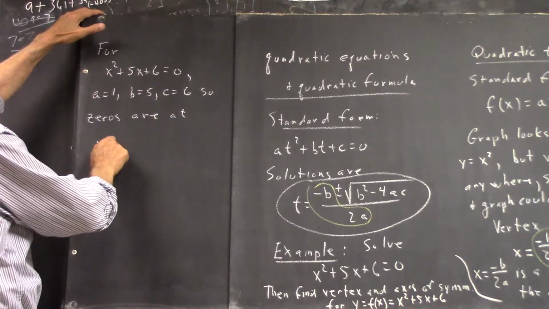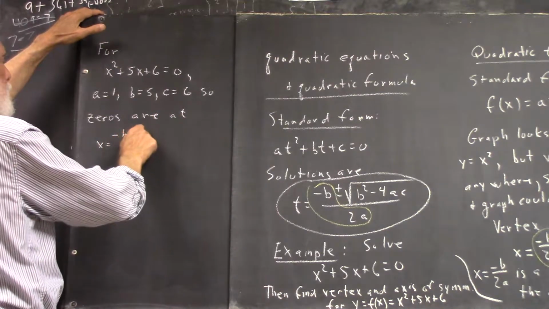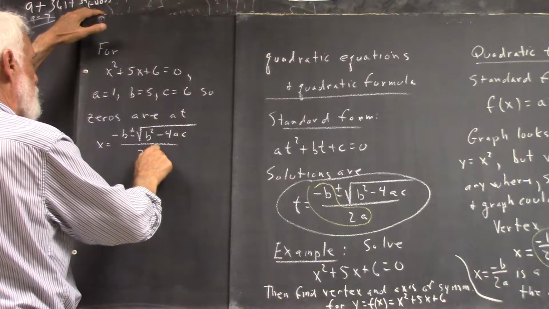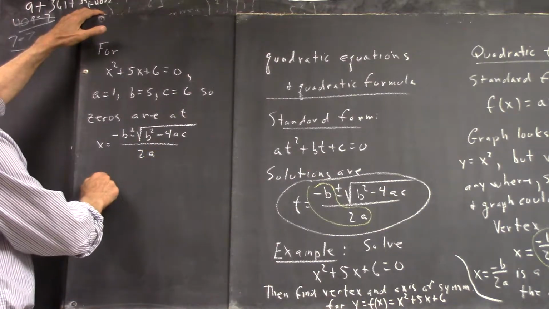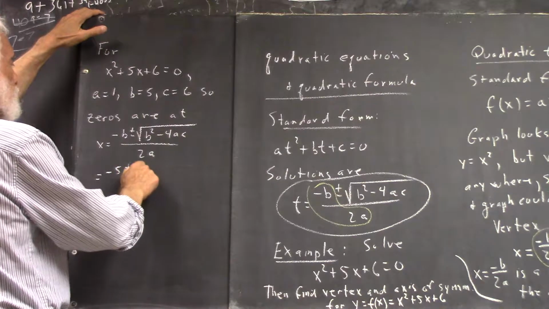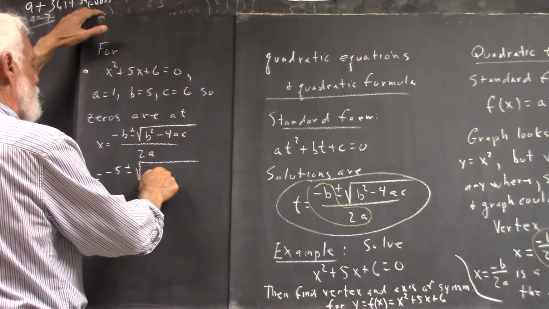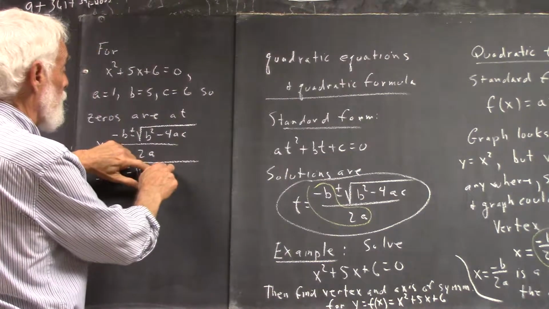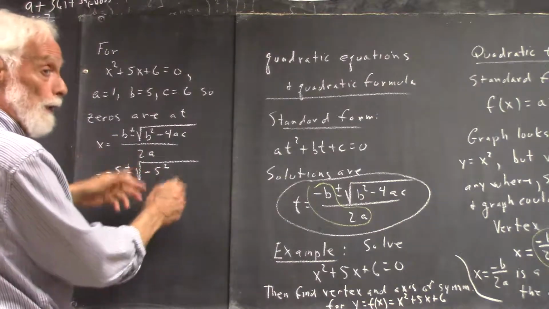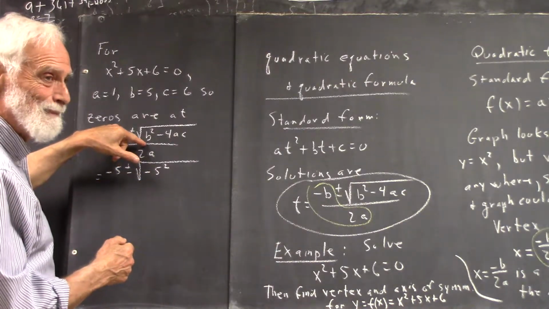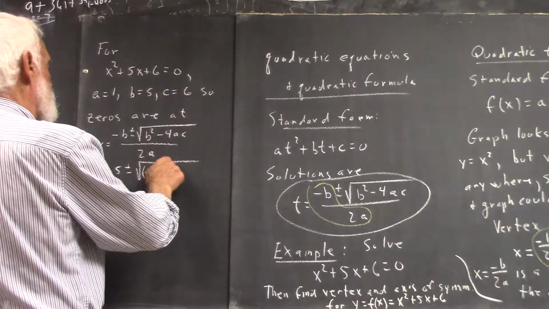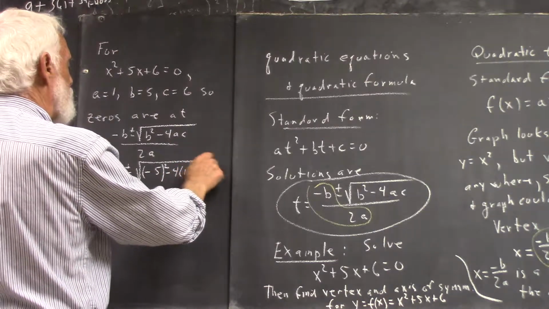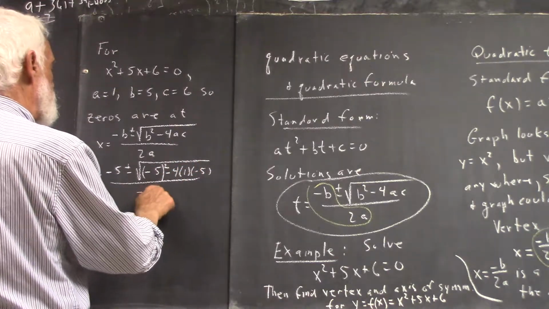zeros are at x equals negative b plus or minus the square root of b squared minus 4ac, all that divided by 2a. And that equals negative 5 plus or minus the square root of, a lot of times people will write negative 5 squared with no parentheses. That means square 5 and then put the negative on it. That doesn't mean square negative 5, but this says square b. So you got to put parentheses around that negative 5. Then it's minus 4 times 1 times negative 5, and that's over 2 times 1.